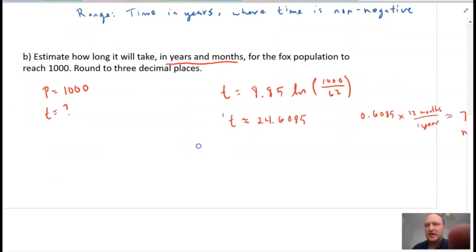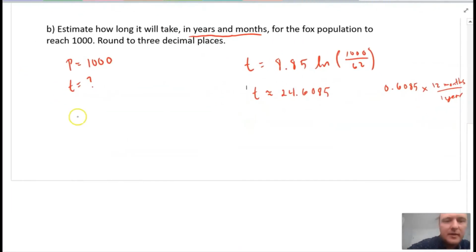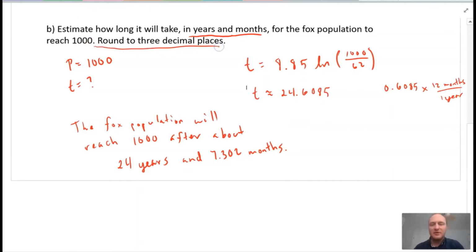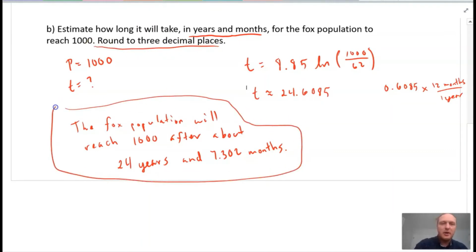All right, so let's go ahead and write our conclusion. The fox population will reach 1,000 after about 24 years and 7.302 months. That seems like an obscure way to tell time, and I agree. But they say round to 3 decimal places, so you've got to do what the problem asks.